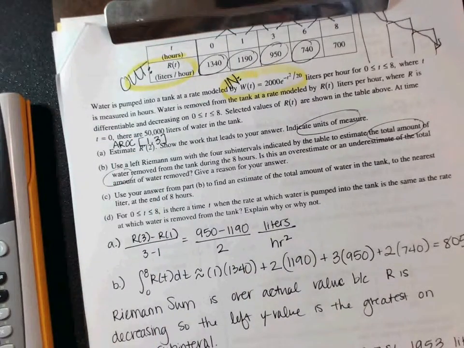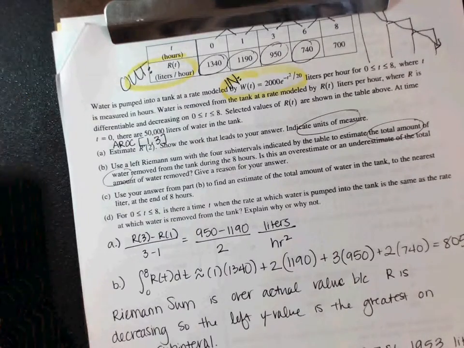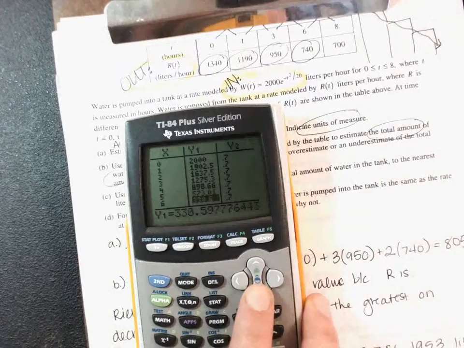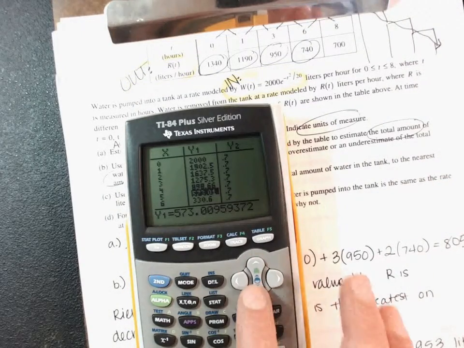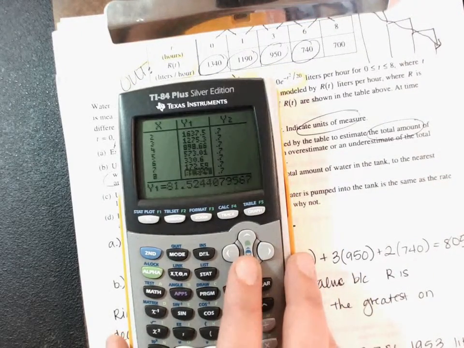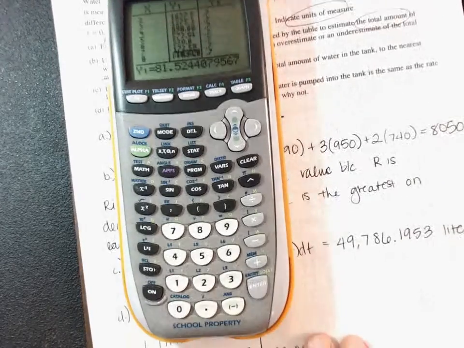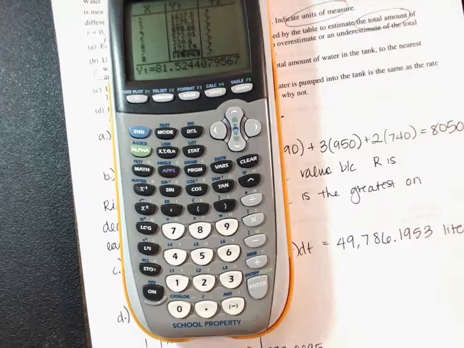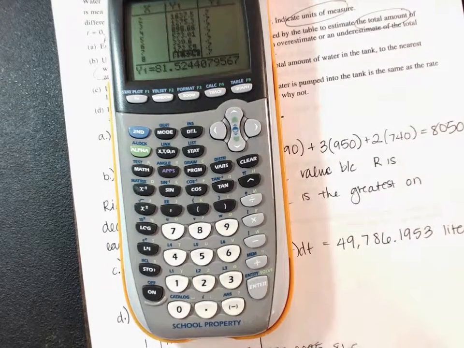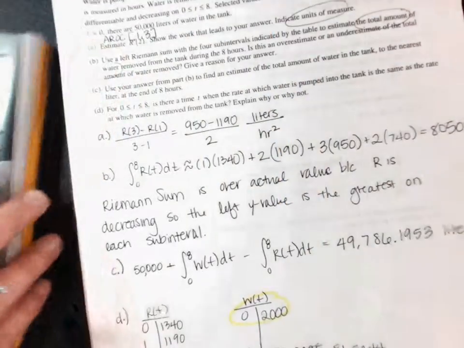Yes, ma'am. On mine, for 5 it says that, but for 8 it says 81.5. Oh, I looked at 5. I should have looked at 8. I was looking at totally the wrong time. You're right, so sorry. Let's fix it. Okay, this was 81.5244. I don't know why I was looking at 5. Okay, so fix your chart.